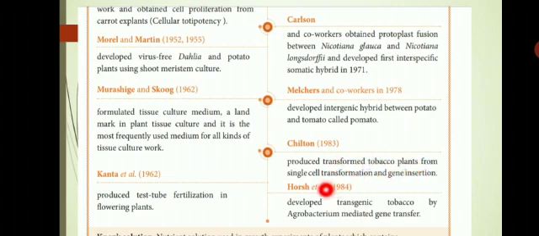Next scientists were Horsch et al. in the year 1984. They developed a transgenic tobacco plant by Agrobacterium-mediated gene transfer. Agrobacterium is a soil-loving bacterium. Agrobacterium tumefaciens is mainly used for genetic transformation, especially in commercial plants like potato.